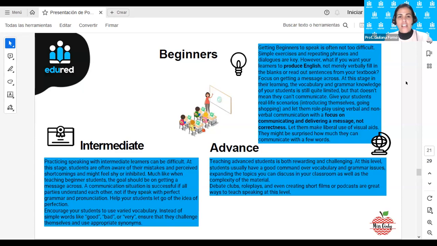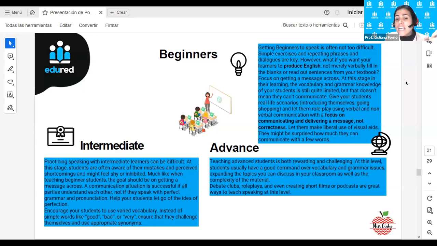Mistakes are the first steps for evolution. Encourage your students to use varied vocabulary instead of simple words like good, bad, or very. Ensure that they challenge themselves and use appropriate synonyms, okay? This is intermediate. We need to get them loose of the perfect way and just try to speak as they can. Advanced, this is different.